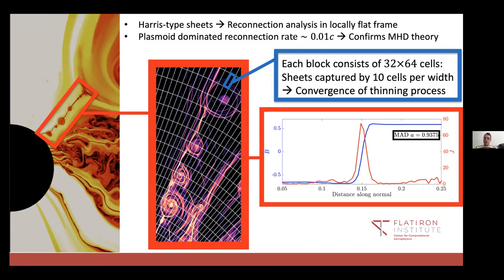And we actually see, if we plot the magnetic field through the sheet, that we have Harris-type sheets, as Ferry already explained. And it means that local reconnection analysis is actually completely valid, as David Ball, for example, did already a few years ago. We also find a reconnection rate of 0.01 times the speed of light, which confirms MHD theory of fast reconnection.